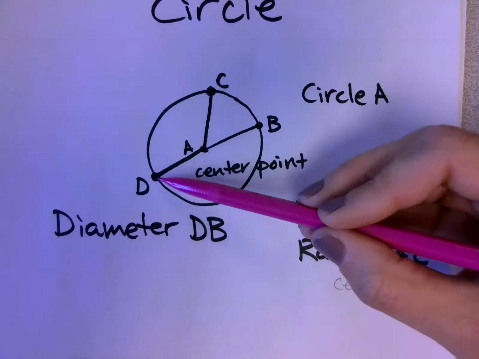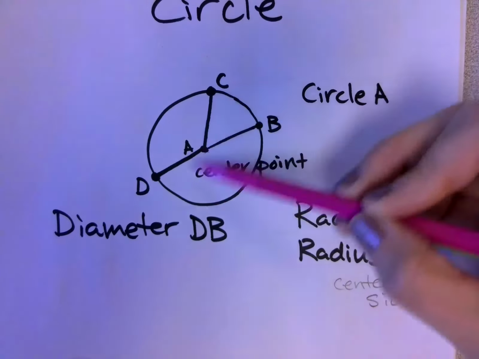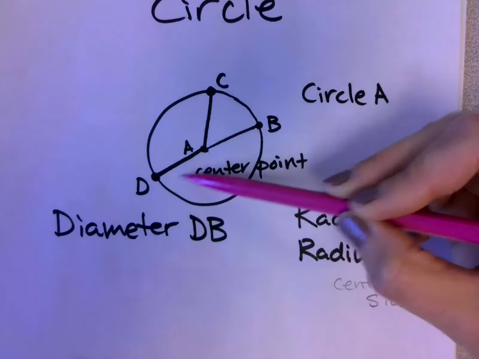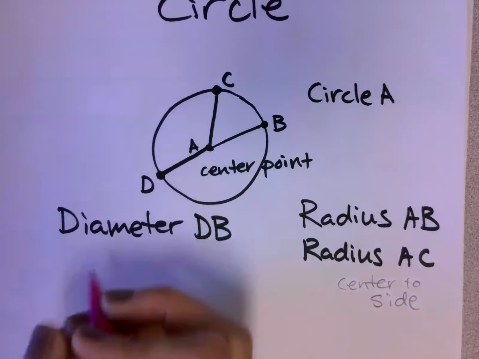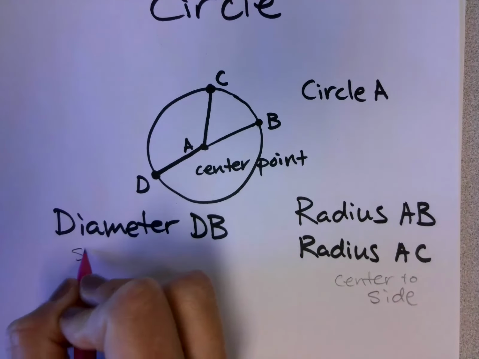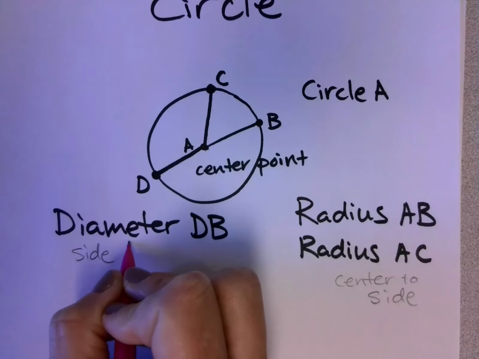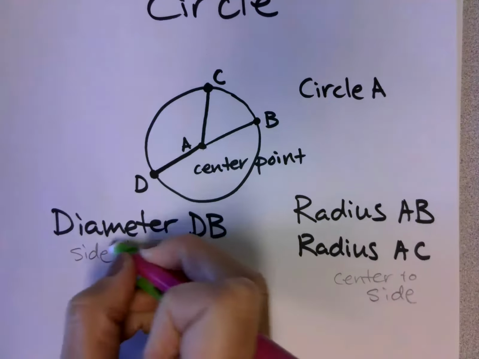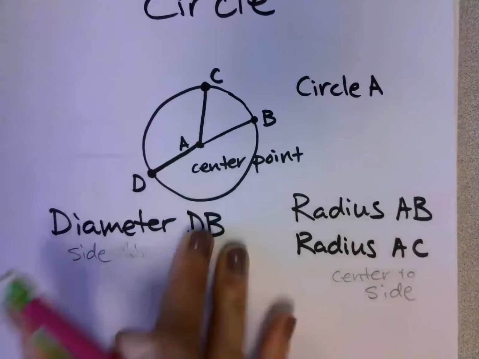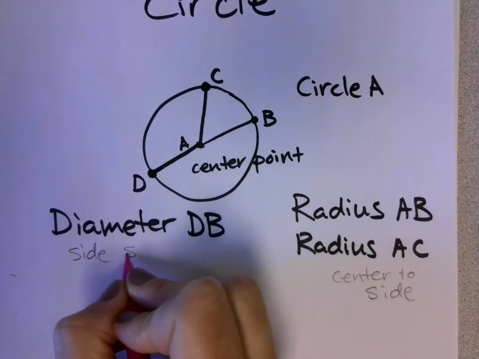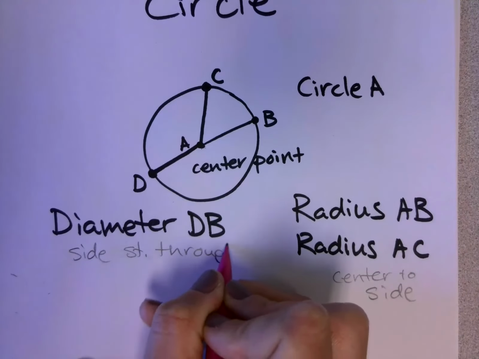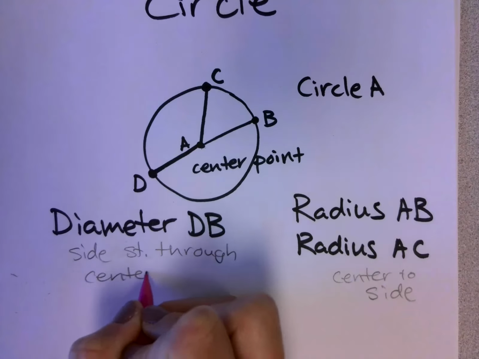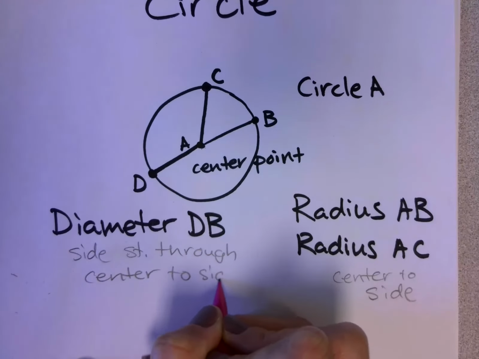So it looks like, oh, it goes from D to A to C. That's not a diameter, okay? Because it is not straight through the center point. So we have to go from side, and I should say that word, straight. Let's be precise, right? Side, straight through center, to the other side, okay?